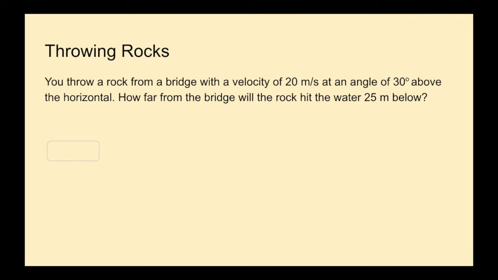You throw a rock from a bridge with a velocity of 20 meters per second at an angle of 30 degrees above the horizontal. How far from the bridge will the rock hit the water 25 meters below?